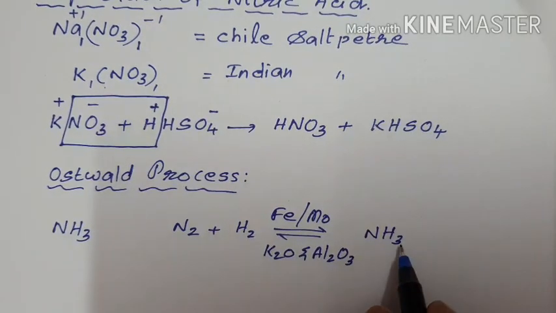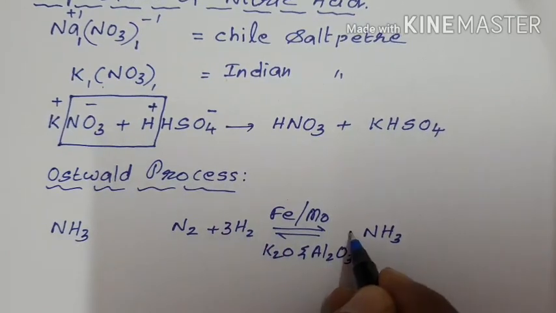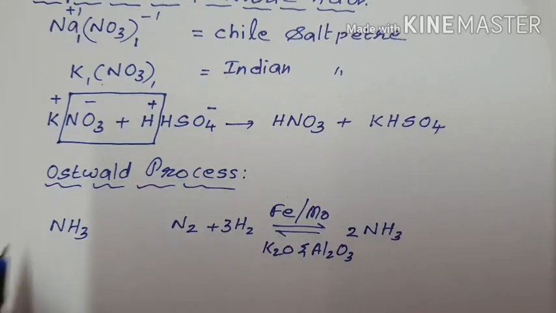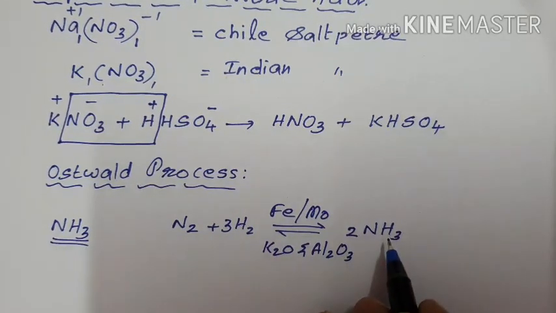2 hydrogen, 3 hydrogen: odd number, even number. Put the even number in front of the odd one, and the odd number in front of the even one. Hydrogen is balanced. 2 nitrogen, 2 nitrogen. So ammonia is obtained by Haber's process.